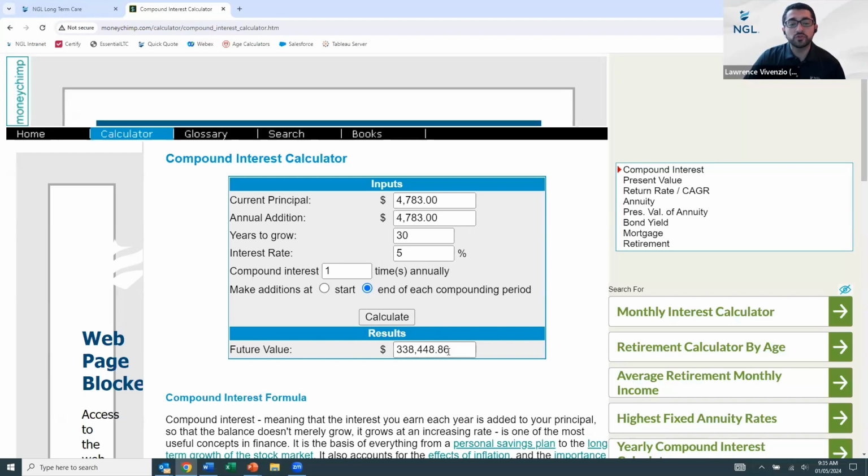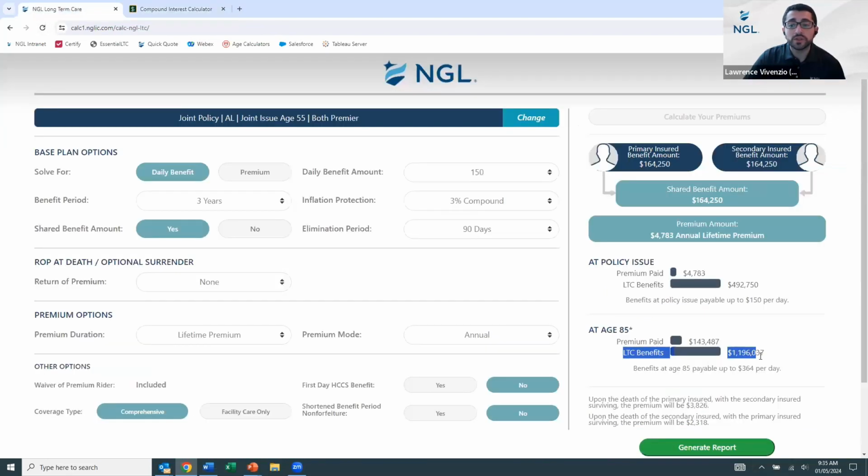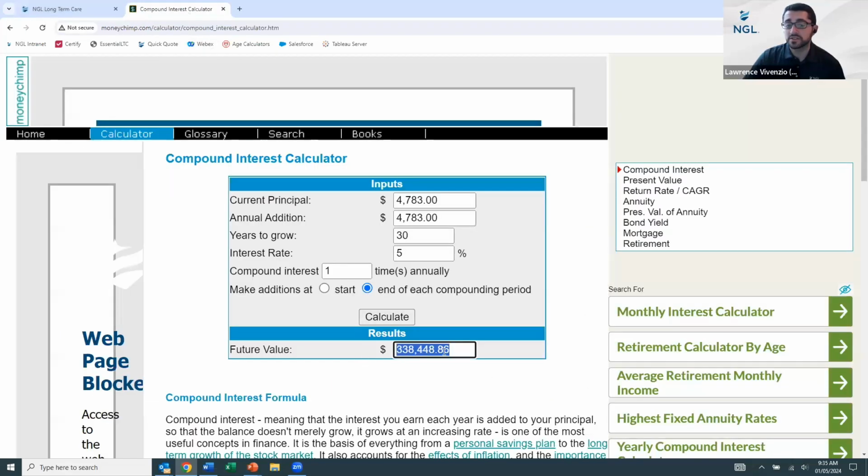So what do you really have here? About $250,000, something like that. What was the value of your long-term care plan? $1.2 million versus this, less taxes and investment fees, which would be around $260,000 or something.